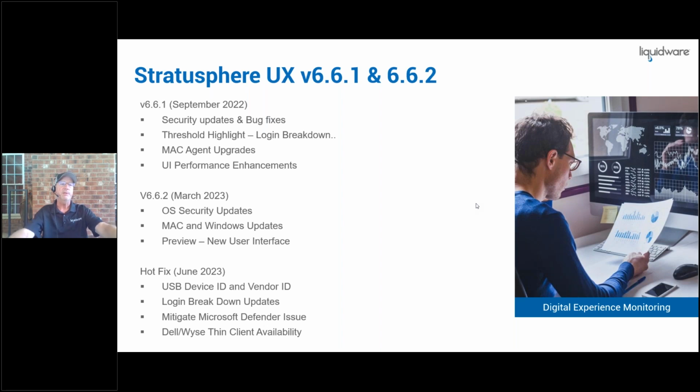Last year, 2020, 6.6.1 came out with a lot of security updates and threshold highlights. So we actually were highlighting which thresholds were good and bad based on our best practices. Mac agent updates, UI performance, and a big release in March of this year. The big one on here is we actually put a preview of the new user interface right inside the product. And like I was talking about earlier, hot fixes.